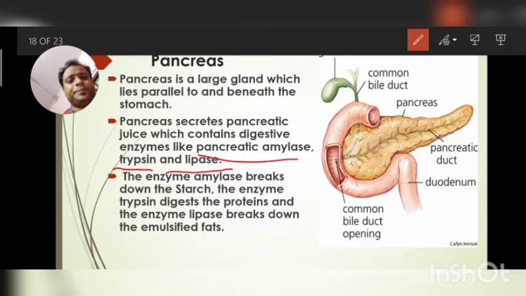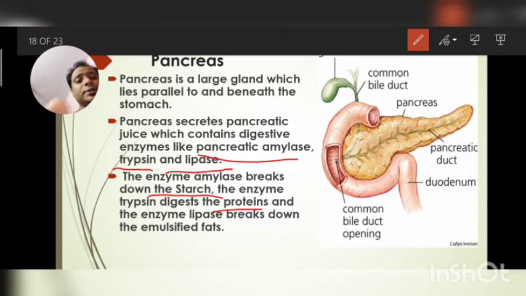Now what do these enzymes do? They help to digest starch. Starch comes here again, because starch is first digested in the mouth, in carbohydrate digestion. At that time, many molecules of starch escape, so they come here and are digested again with the help of pancreatic amylase. It digests proteins also. Which protein? Small protein, because larger protein is digested in your stomach with the help of pepsin.